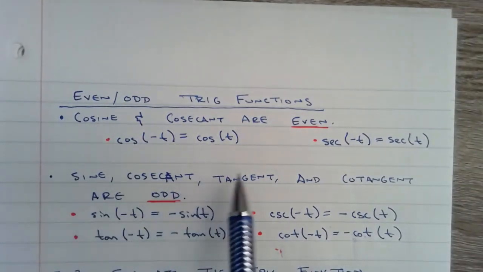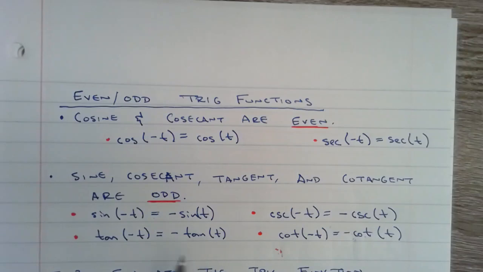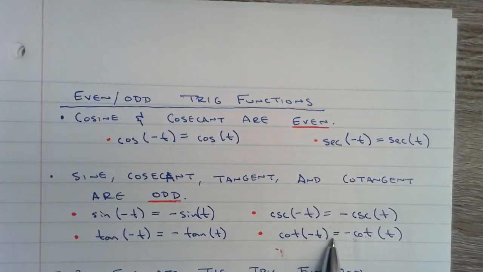Now, for sine, cosecant, tangent, and cotangent, it's a little different. Sine of negative t is the same thing as negative sine of t. Cosecant of negative t is the same thing as negative cosecant of t. Tangent of negative t is the same thing as negative tangent of t. And cotangent of negative t equals negative cotangent of t.